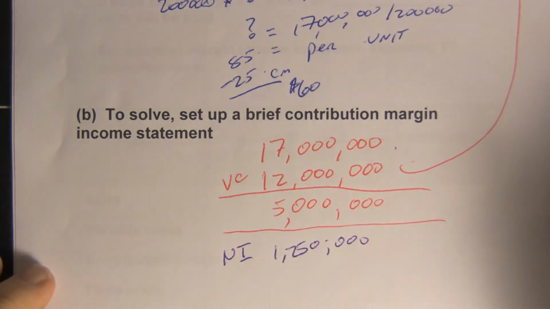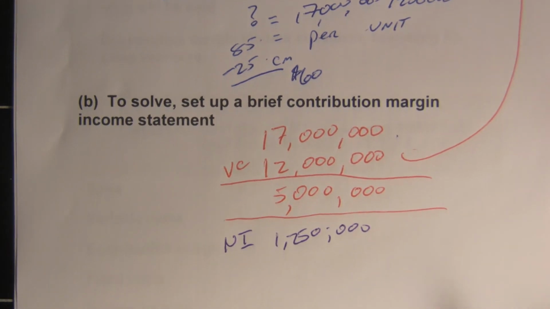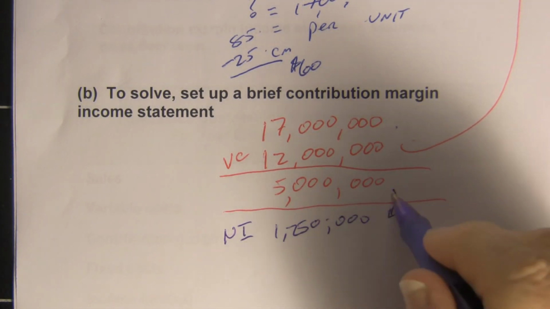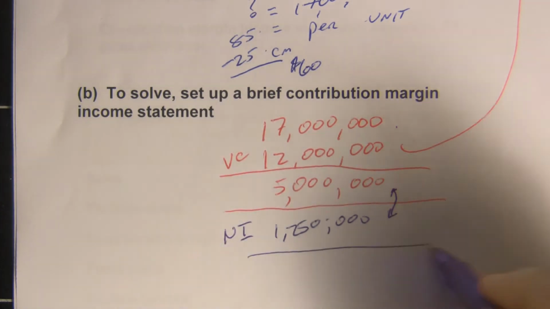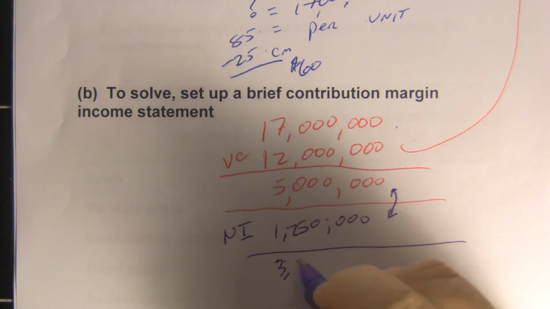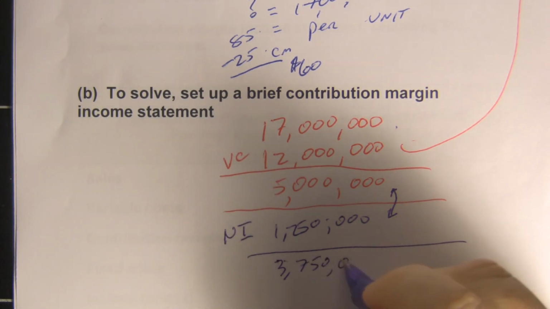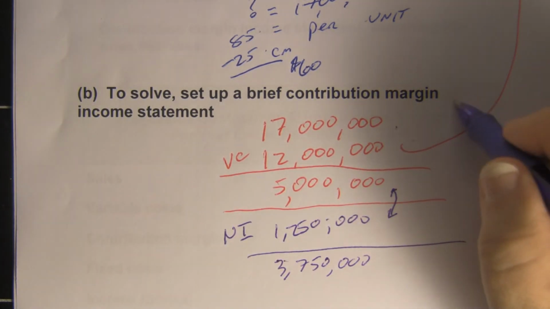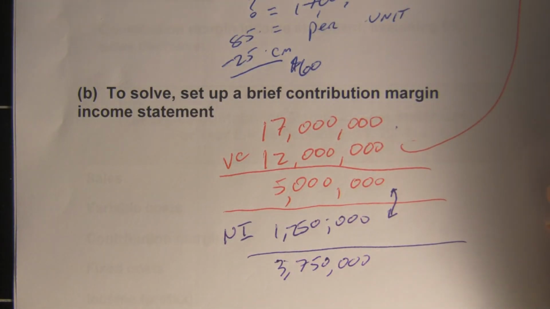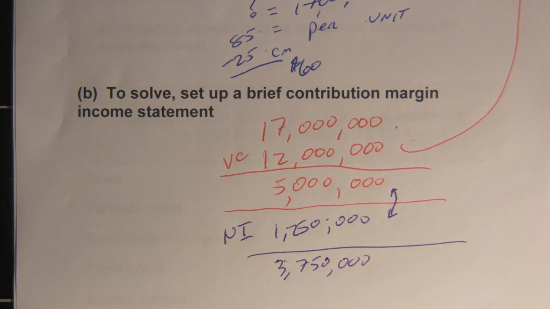Our net income, and this is given, is $1,250,000. So the fixed costs have to be the difference. And those fixed costs are $3,750,000 fixed cost. So that's how you have to work through that problem. Good problem. Gives you a chance to apply each piece as you're going along.